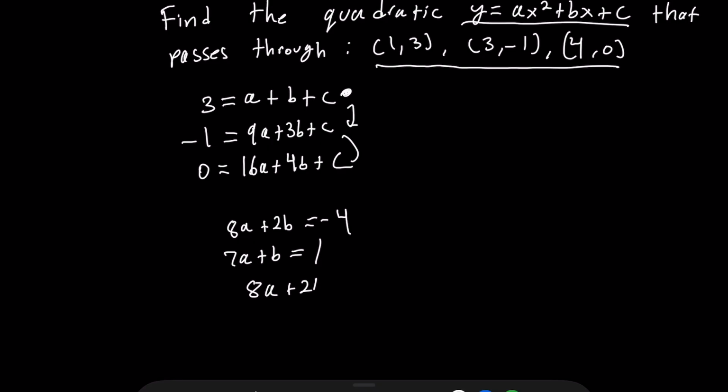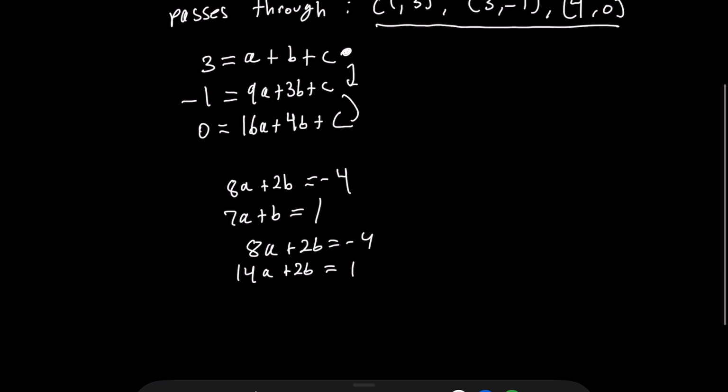Now we can do elimination again. So I'm just going to multiply this by 2. And now I'm just going to subtract bottom from top. So 8 minus 14. That should give us negative 6a. And then negative 4 minus 1. Oh, sorry. This should be 2, because I multiplied it by 2. My bad. Negative 4 minus 2 should give us negative 6. And we get a is equal to 1.